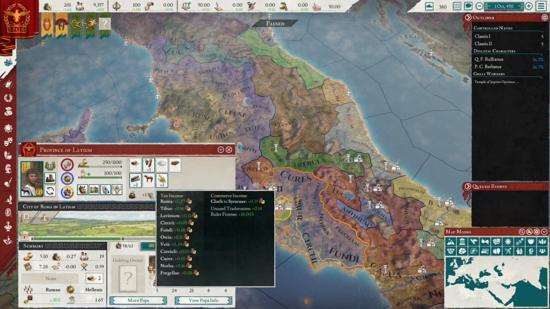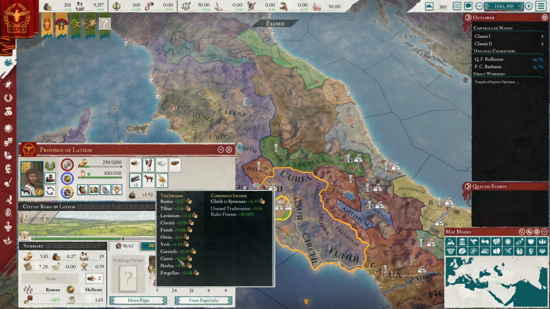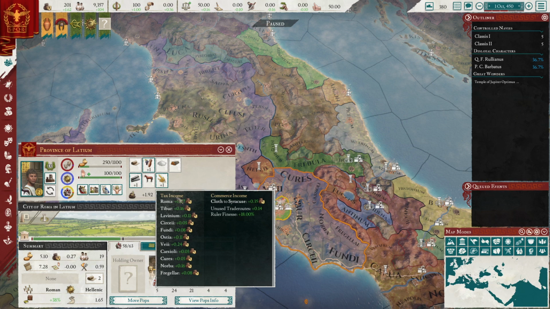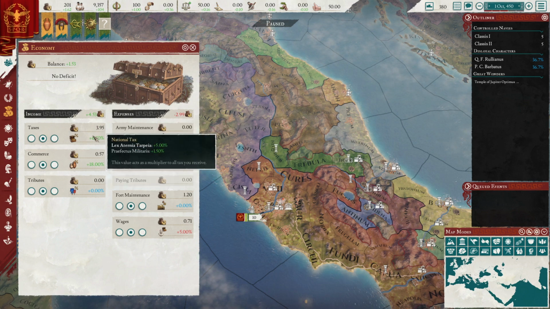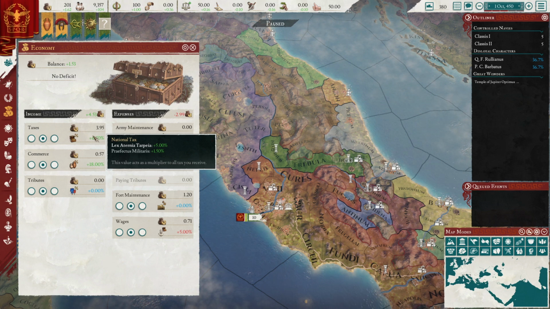You can see income, including tax income, on every province. It'll summarize every settlement's income right here for you to see, and you can see the total of it in the economy tab right here and see what provinces it's coming from. You could see modifiers, and these modifiers can come from different laws. They can come from different texts, which I've been touching upon in my videos.